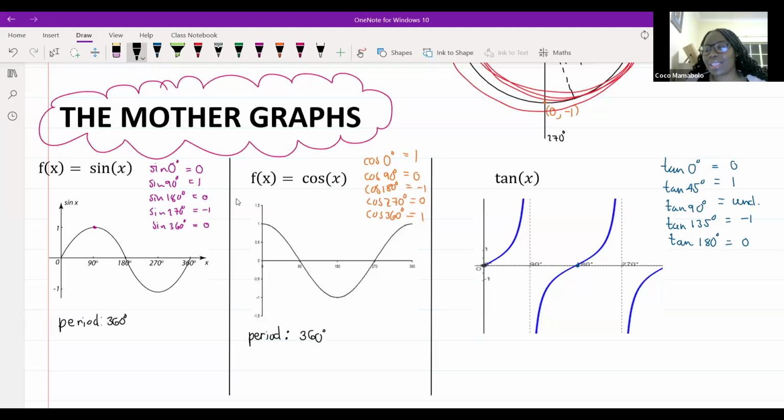Now remember, tan is the exception. The period for tan, how long does it take us to do the same thing? That's it. It will only take us 180 before we start repeating the same thing again.